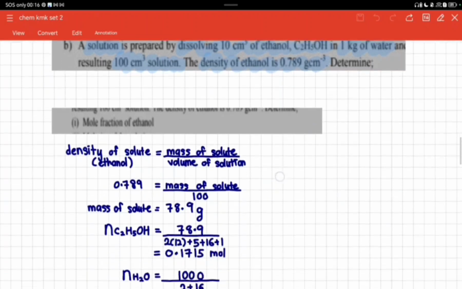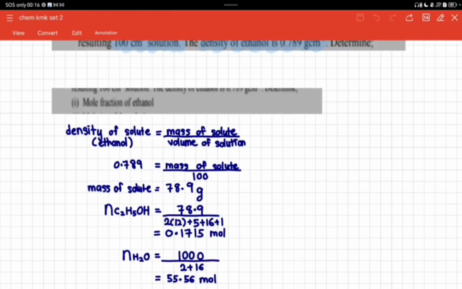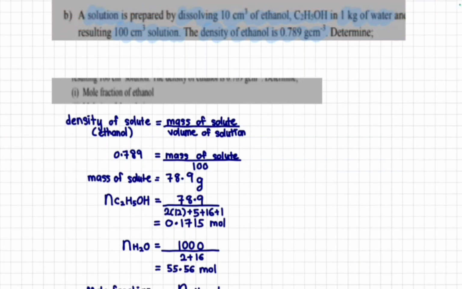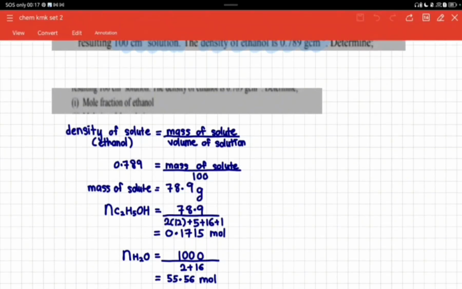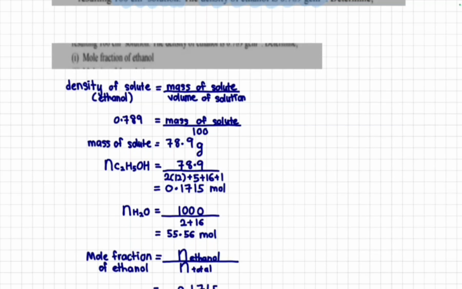We need to apply the formula of density of solute. In this question, the solute being used is ethanol. So we need to use the density of solute, which is ethanol, equal to mass of solute over volume of solute, in order for us to know the mass of the solute. The mass of the solute is 78.9 gram. So this is the mass of the ethanol.